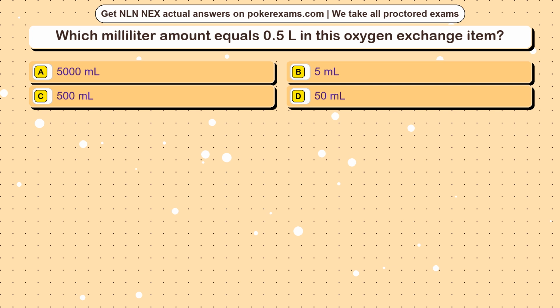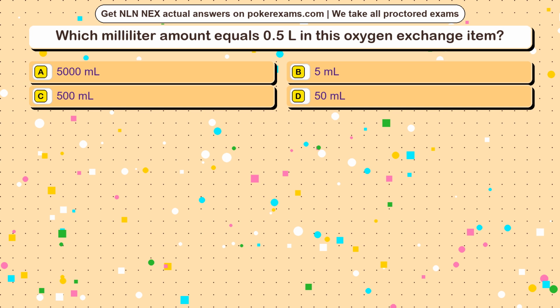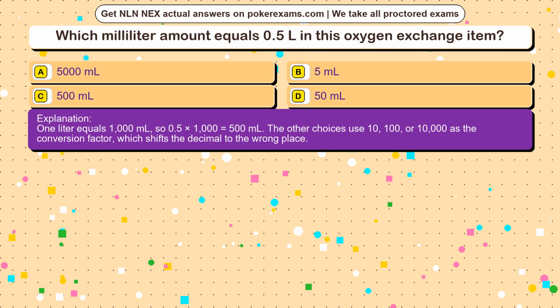Question 1. Which milliliter amount equals 0.5 L in this oxygen exchange item? Option A, 5000 ml. Option B, 5 ml. Option C, 500 ml. Option D, 50 ml. The correct answer is option C. 1 liter equals 1000 ml, so 0.5 times 1000 equals 500 ml. The other choices use 10, 100, or 10,000 as the conversion factor, which shifts the decimal to the wrong place.